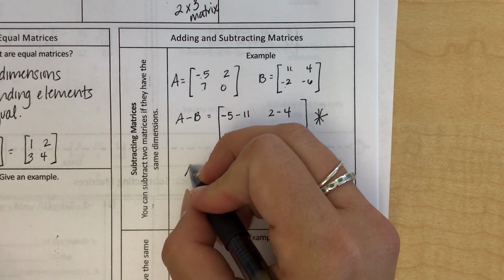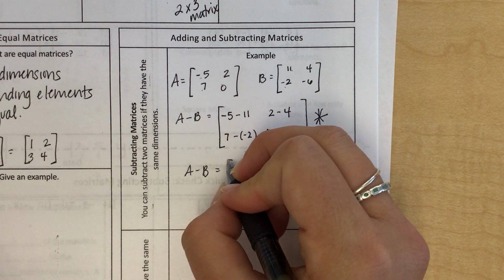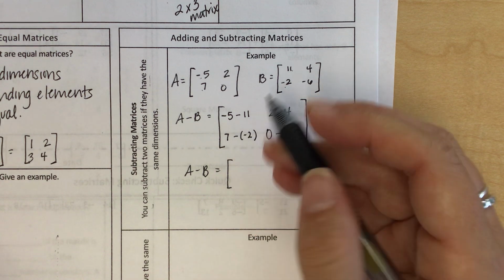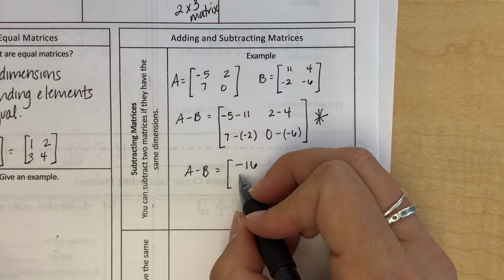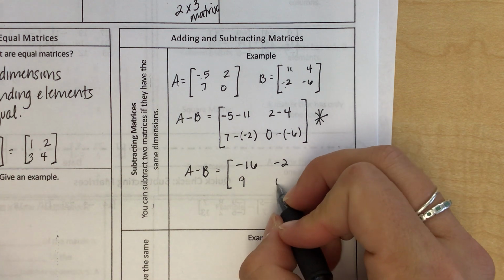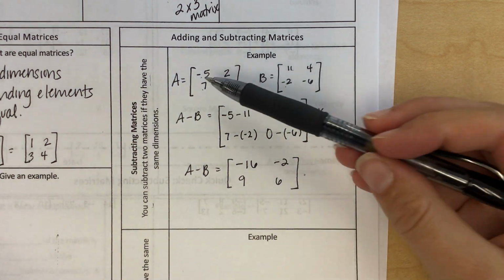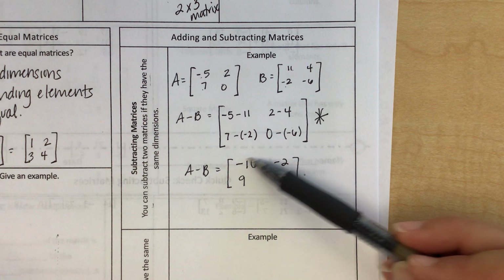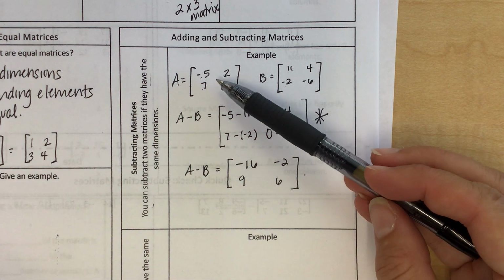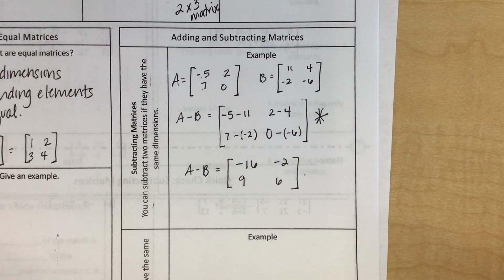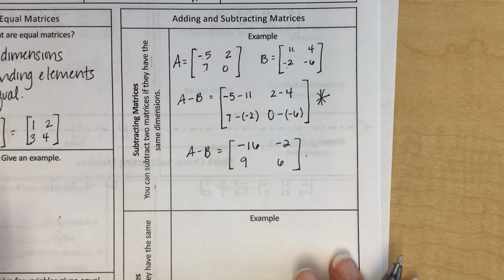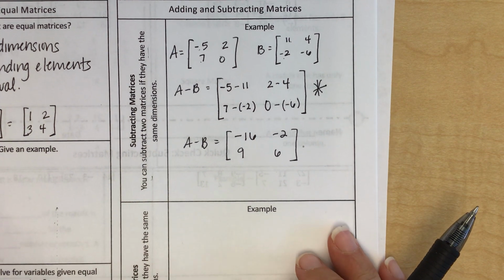So then we have A minus B equals, and then we actually do the subtraction. This is going to give us -16, -2, 9, and 6. So if I take A minus B, this is the answer matrix right here. And notice it looks the exact same. This is a 2 by 2, this is a 2 by 2, your answer is a 2 by 2.